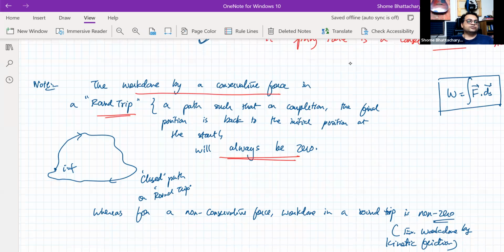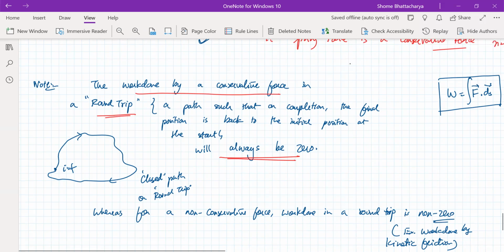We can say it is force into displacement in the direction of force or dot product of force with displacement and all that, only and only in the special case where the force is constant. And we've already seen that a constant force is conservative, isn't it? Yes, sir. But the general definition is F dot ds. So it is always possible that we have a variable force for which the work done in a round trip will not be 0, like the case of the kinetic friction, the example I've told you already.